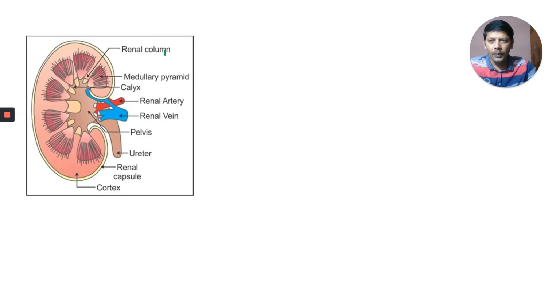Okay, the renal column, which you can see, is otherwise called the columns of Bertin. This is called a medullary pyramid or renal pyramid. This is one minor calyx, another minor calyx, and together they form this major calyx. Minor calyces together form a major calyx, and major calyces form the pelvis. This is the pelvis.